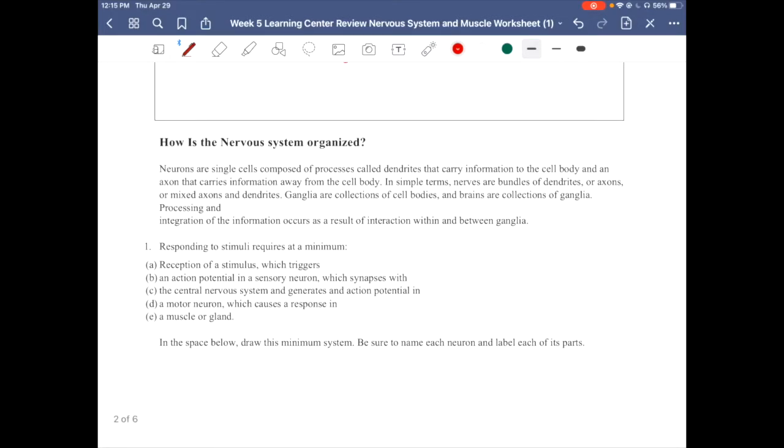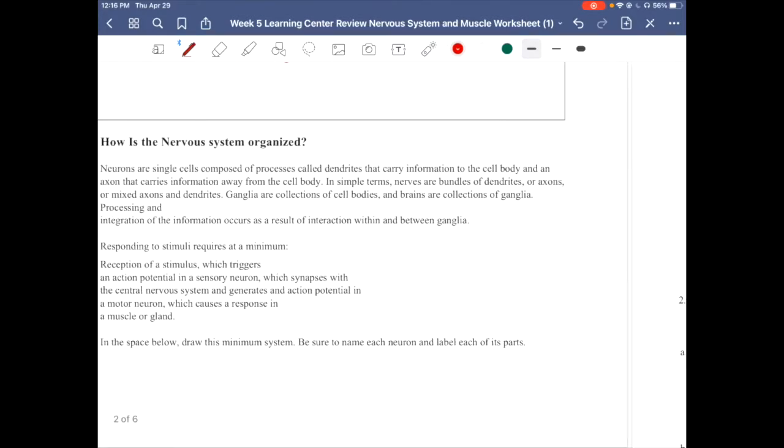All right, so in order to respond to a stimulus, at the least, we need reception of the stimulus and then an action potential in the sensory neuron, and the central nervous system, which is going to do all the integration and generate the action potential. That action potential is then generated in the motor neuron, which causes us to do something, whether that's a muscle action or a gland. So basically we have a stimulus that goes in our sensory tract and then in the brain that produces an action potential in the motor, and then the motor elicits the response that we need.